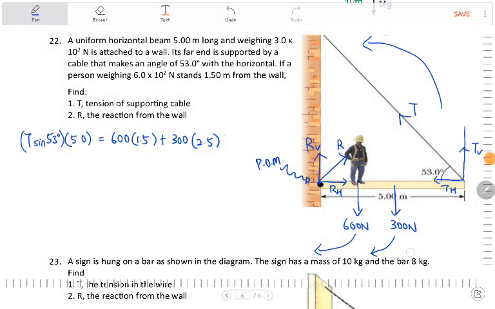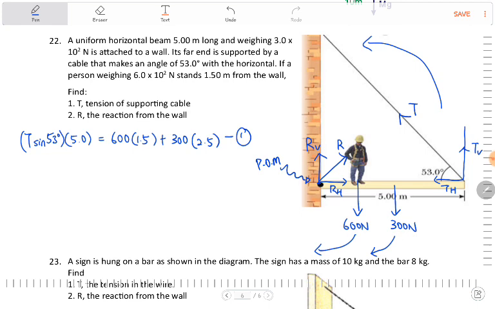Okay, so that's our first solution: through this equation of balance of moments, the moment caused by the tension on the left hand side, and the moment caused by the 600 Newton and 300 Newton on the right hand side. So from here you can find T. I'm not going to show the detail because I think you should be able to do that from here onwards.